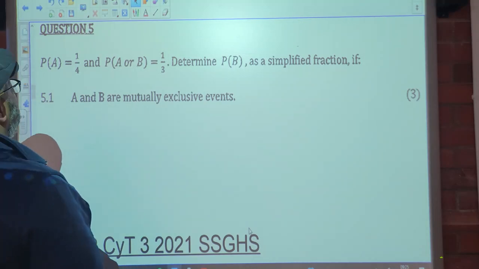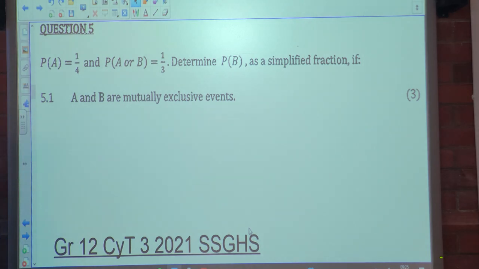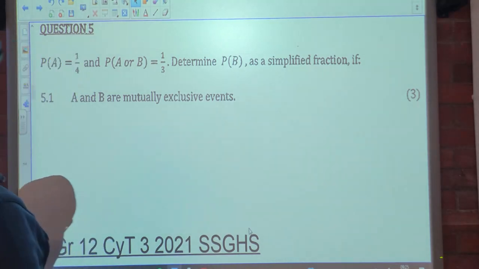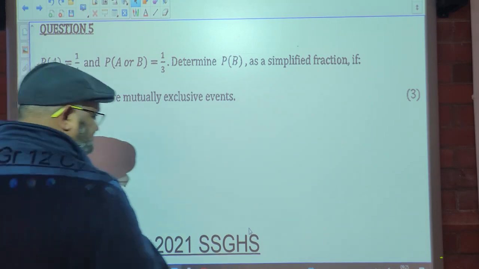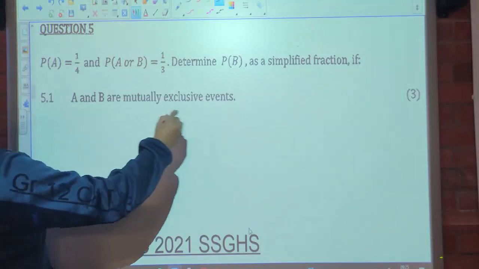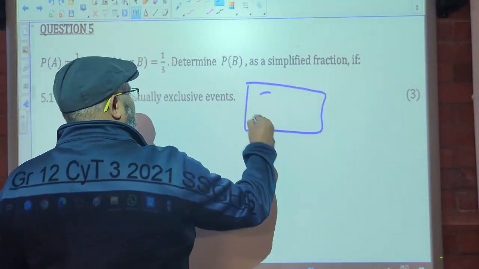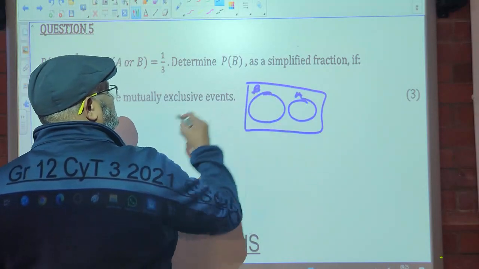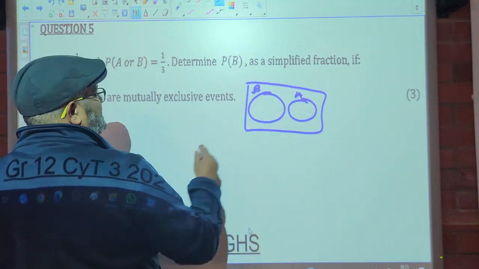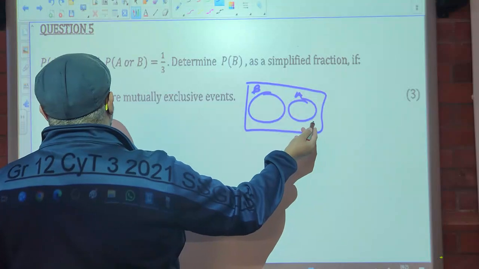People, in question 5, we are told P(A) is the probability of A. The probability of A is a quarter, the probability of A or B is a third. Determine the probability of B as a simplified fraction if A and B are mutually exclusive. For mutually exclusive events, that is what is going to be the case. There's A and B, of course. And the mutually exclusive means to say they don't overlap.